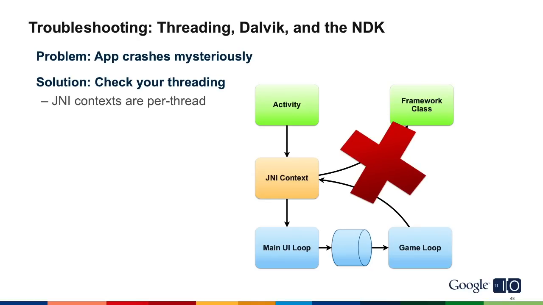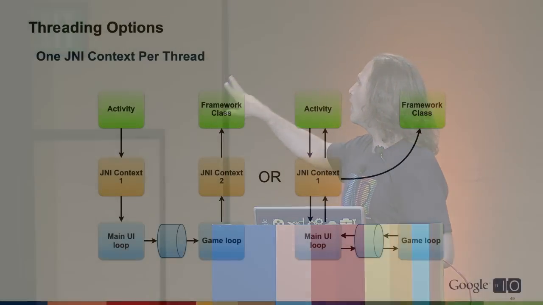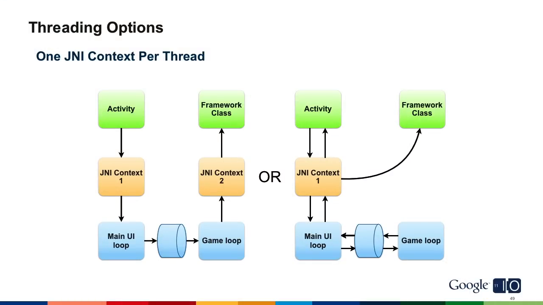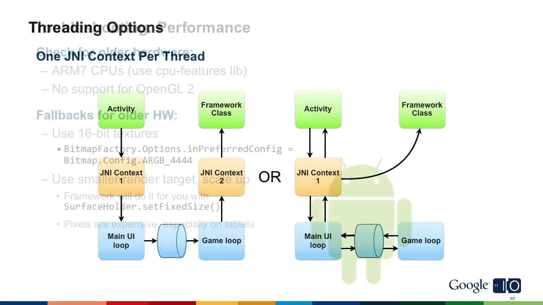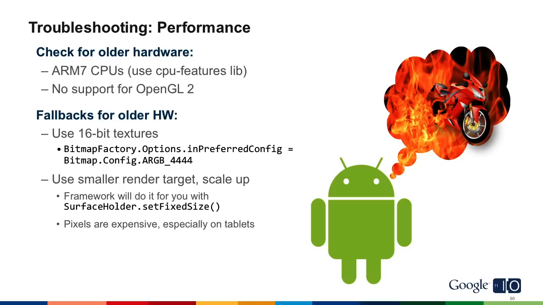If you take that same context and reuse it across multiple threads, bad things will happen because the JNI context tries to do smart stuff for you, like clean up objects that you're not using anymore. So you want to use one JNI context per thread, or you want to take advantage of a game loop that actually takes your messages, threads them into another thread. It's also useful if you're calling the framework, because many of the framework classes don't like to be called from anything other than the UI thread. As far as performance, you can check for older hardware. And there's multiple ways of doing that.